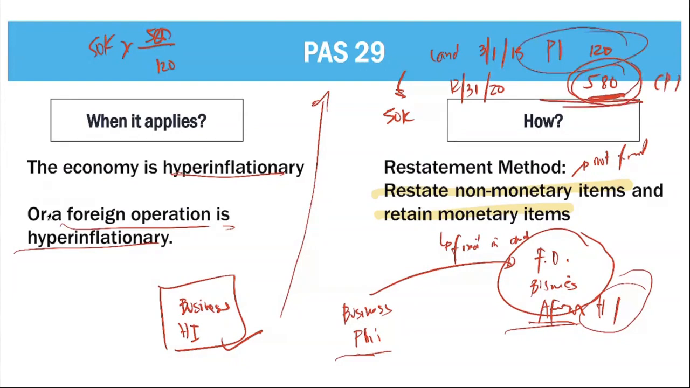But anyway, I'm just showing it to you so that you know how restatement works. So we only restate non-monetary items based on your current purchasing index over your old purchasing index at the time you acquired that property. Okay? Normally, non-monetary items are your property, plant, and equipment.